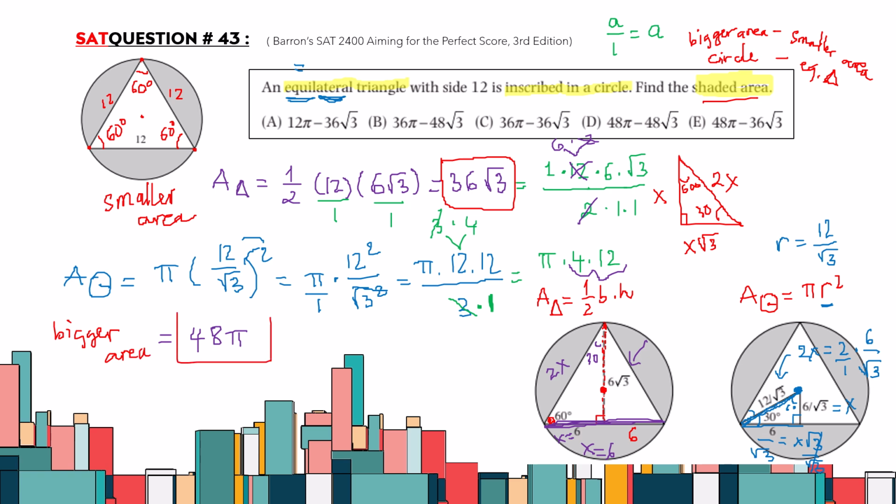Okay, so now we want the shaded area. So the shaded area will be the bigger area subtract the smaller area. So shaded area equals the bigger, which is 48 pi, subtract the smaller, which is 36 square root of 3. And we see that E is the right answer.